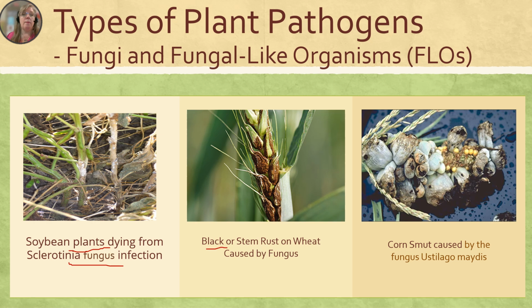This is called black or stem rust. See, it looks like rust, but it's a fungus on wheat. And then this is corn smut. Oh my God, do you see how disgusting that looks? But those are all fungus infections.